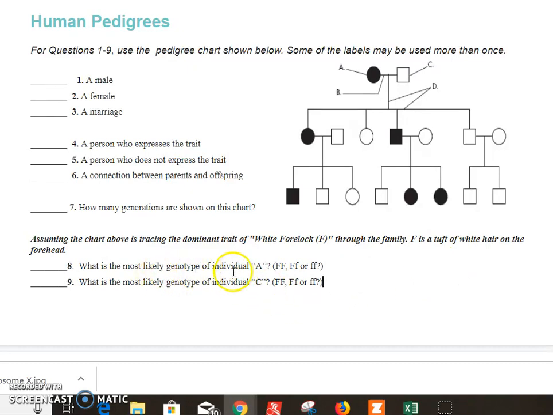So what is the most likely genotype of individual A? We're looking at individual A here. For genotype, you should have had capital F, lowercase f. In other words, heterozygous. This person would be heterozygous. Let's think about why that is. If we look at these two individuals, you have mom and dad here. We know that some of their offspring, so they have how many children? They have 1, 2, 3, 4 children.